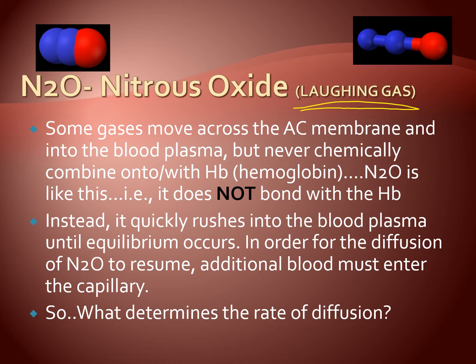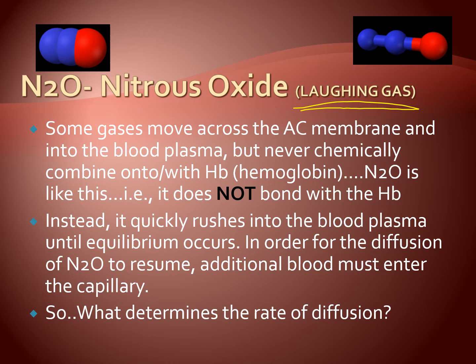This is something where the gas moves across the alveolar capillary membrane and into the plasma. It doesn't attach itself to hemoglobin like oxygen or carbon monoxide does. It just goes into the plasma. It has no attraction to the red blood cell, so it just diffuses into the plasma where it builds up pressure, right? Because any type of gas that goes into the plasma will exert a pressure, okay? It's not chemically bound to hemoglobin, so it still exerts a pressure.